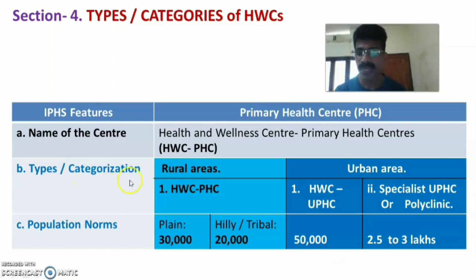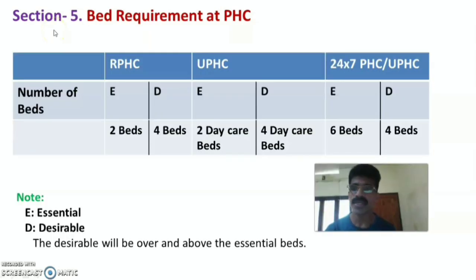Okay, this is about the categorization and the population norms of primary health center as per section 4 of IPHS 2022. The next is section 5. Section 5 is bed requirement at the primary health center. Okay, here I have mentioned RPHC, that is nothing but rural primary health center. UPHC you can consider as urban primary health center.